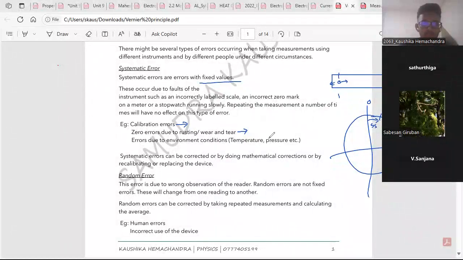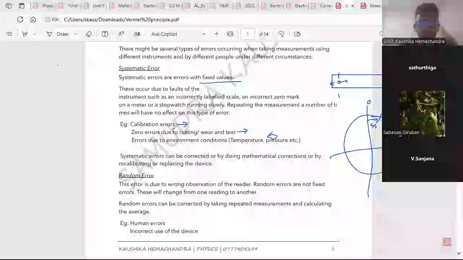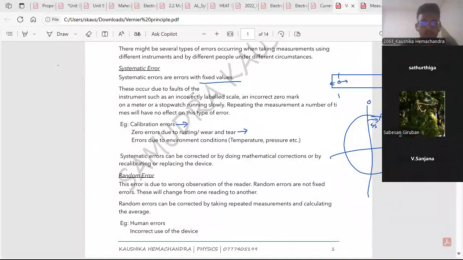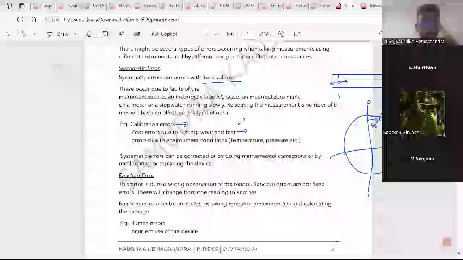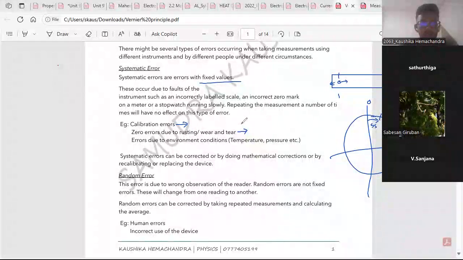So that also comes with zero errors due to rusting and wear and tear, right? Wear and tear can occur due to high pressure or wrong usage of the instrument. As a result, it can deform the instrument, and it might get a systematic error. Okay, so either we have to recalibrate the instrument, right? We have to recalibrate it.